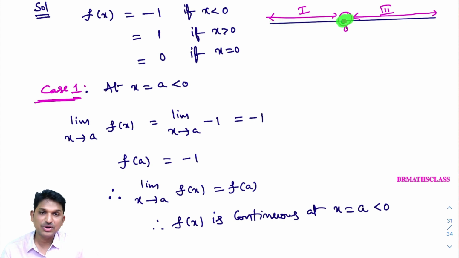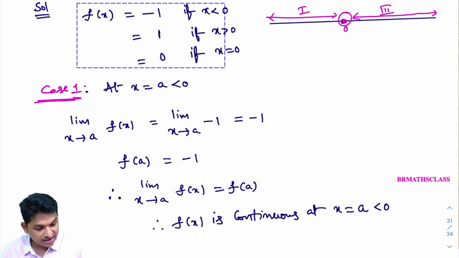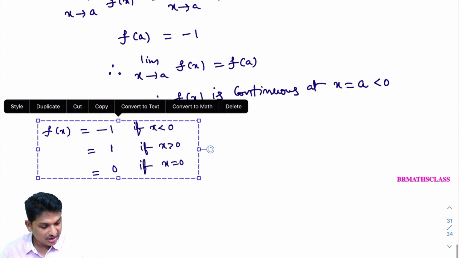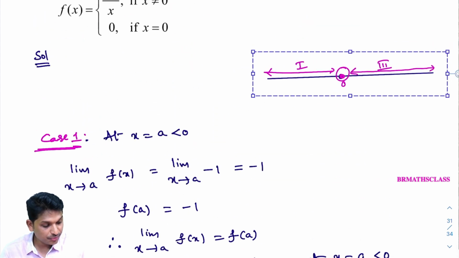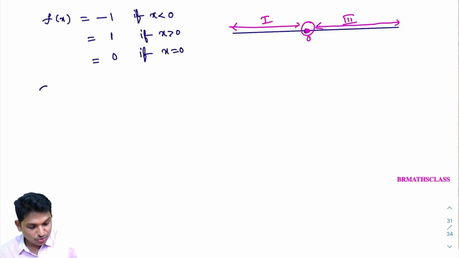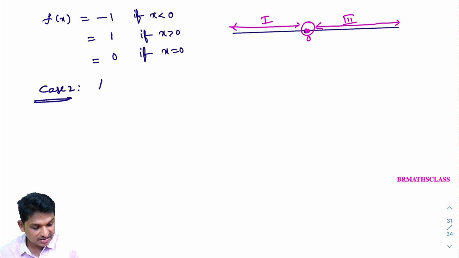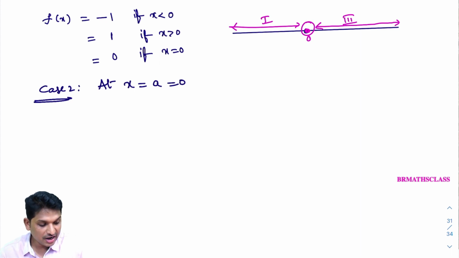Now I'll check points of discontinuity at 0. How to check? What are the things needed? We'll carry forward those things. I need the function, and I need this one also. Good. What is case 2? We are checking the continuity at this point, at x equal to a equal to 0. I am checking the continuity at one point, at 0.